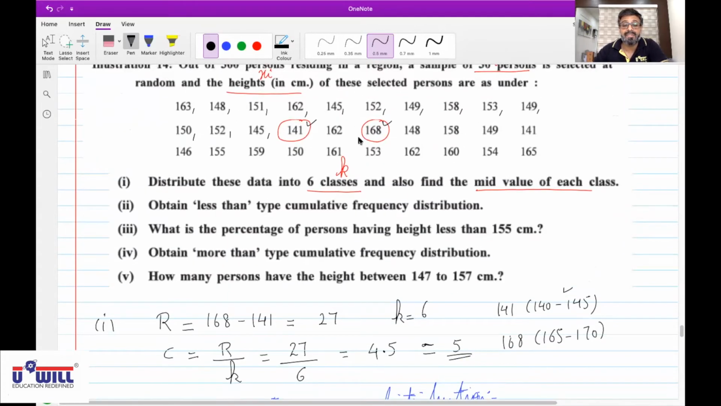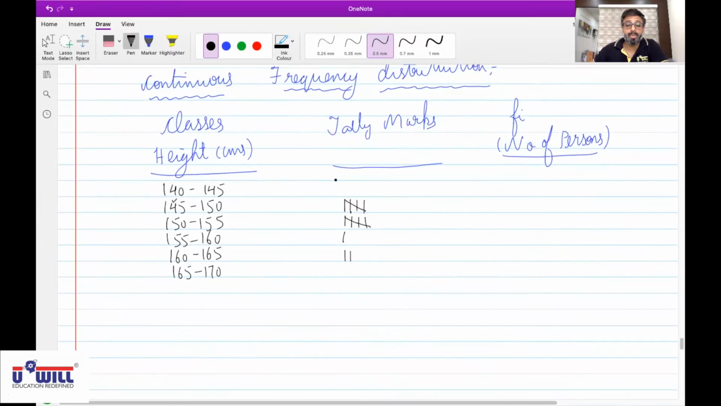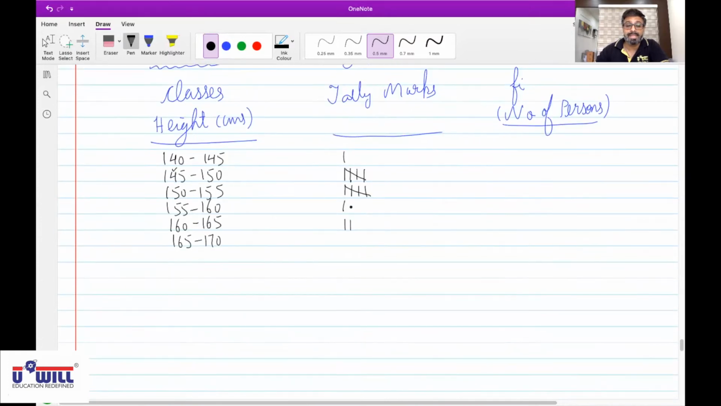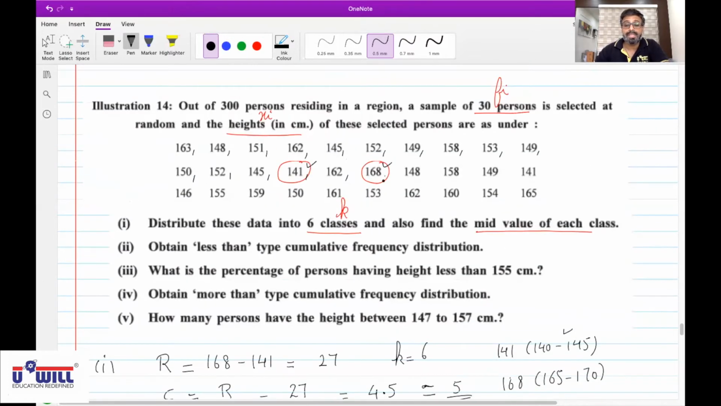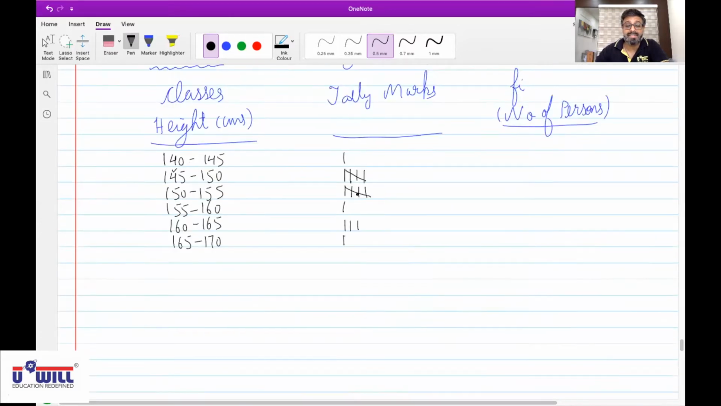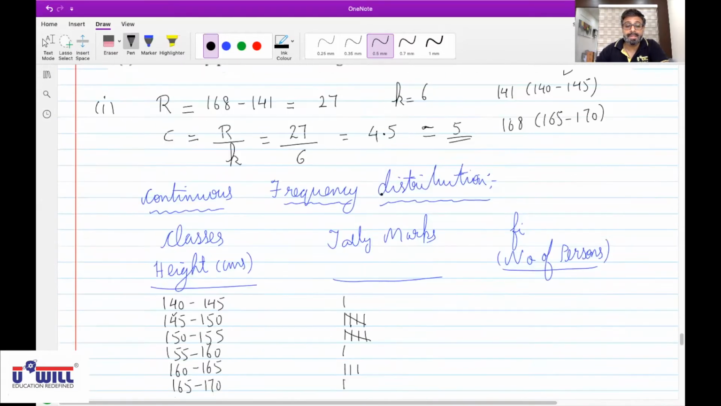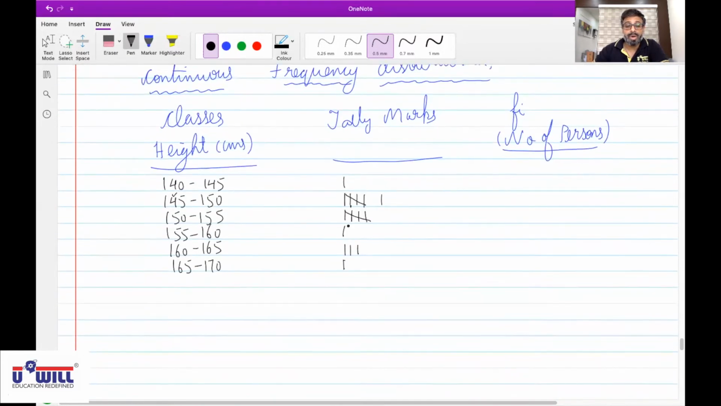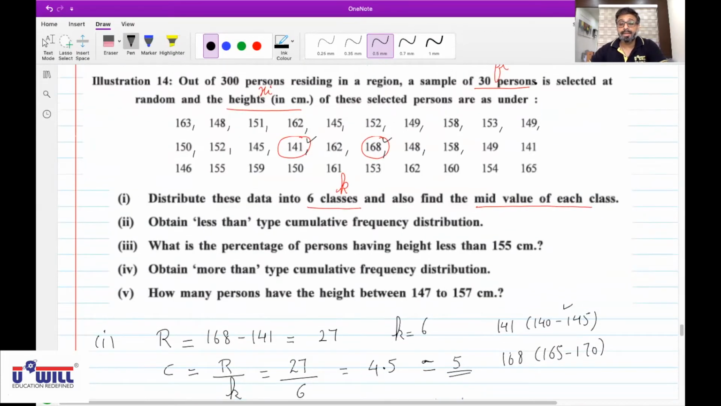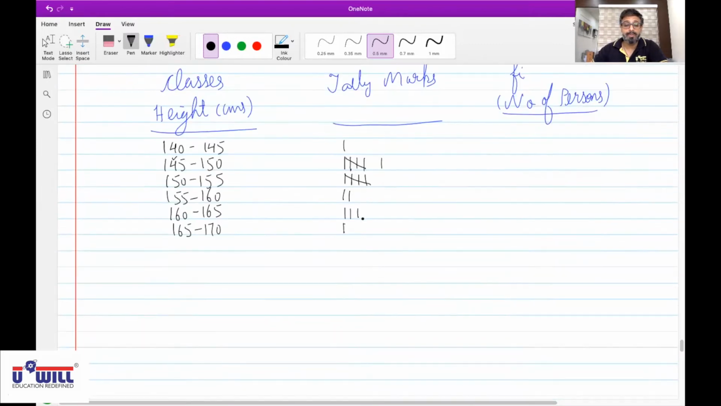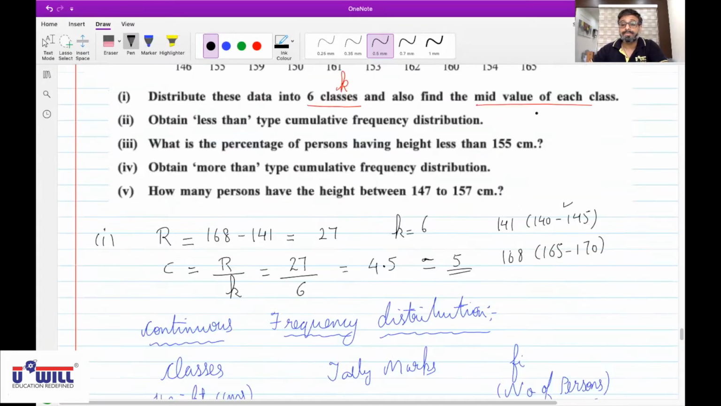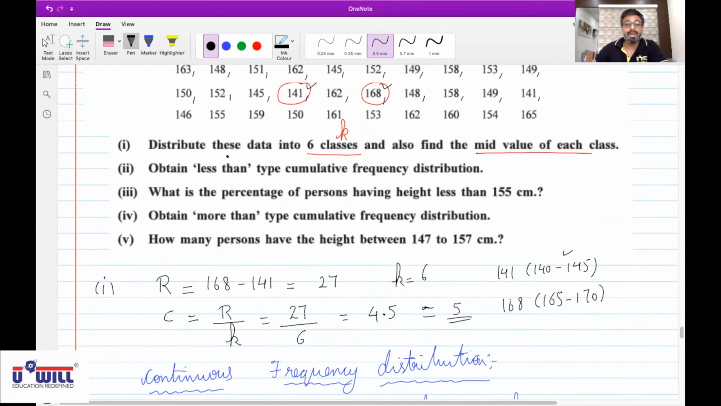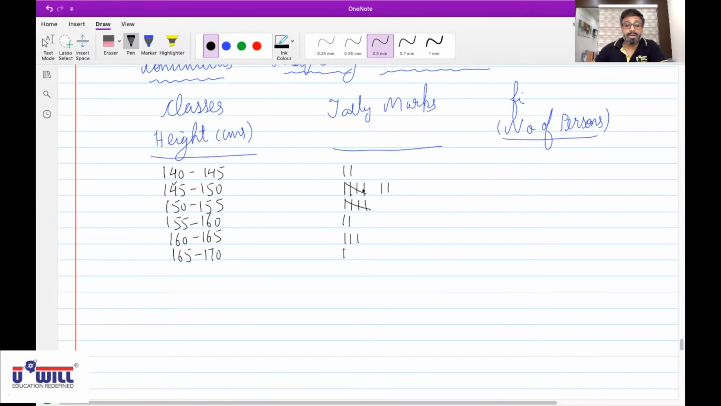Then after 145, 141, 140 to 145. Then 162, 160 to 165. Then 168, 165 to 170. Then 148, 145 to 150. Then 158, 155 to 160. Then 149, 145 to 150. Then 141, 140 to 145. Now last row, 146, 145 to 150.